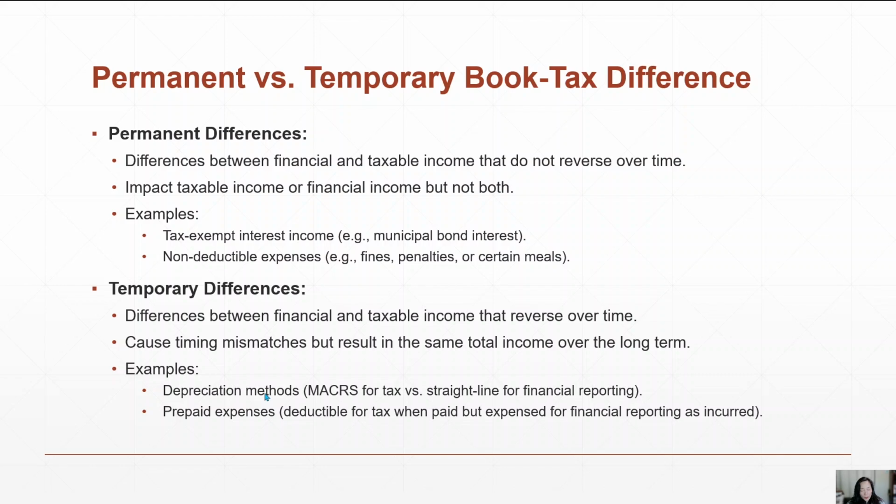The perfect example of temporary differences is depreciation. Under the financial accounting rules, generally speaking, they use the straight-line method for financial reporting, but for tax, it is a more accelerated depreciation schedule because they use the double declining method. And prepaid expenses are deductible for tax when paid, but expensed for financial reporting as incurred. But over the long term, the total deduction will be the same between tax and financial accounting.